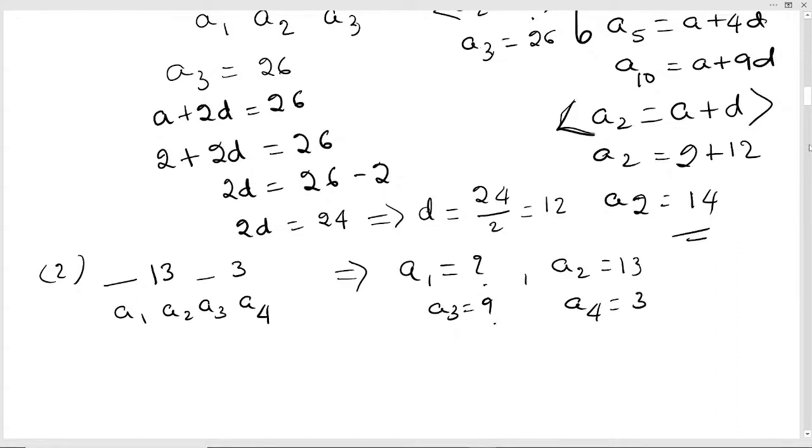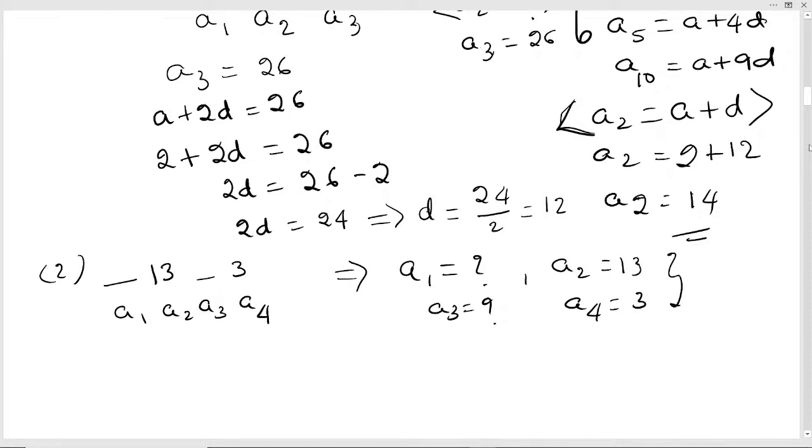Now how to find the A1 or A3? By using these 2 conditions. In any problem, whatever data they have given, by using that data we can find the other data they are asking in the question. Okay. So now here you need to find the first term as well as the third term, right? So therefore by using these 2 conditions I'll find the first term as well as the third term.